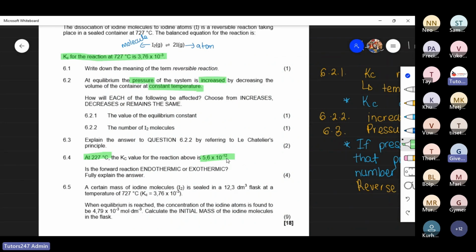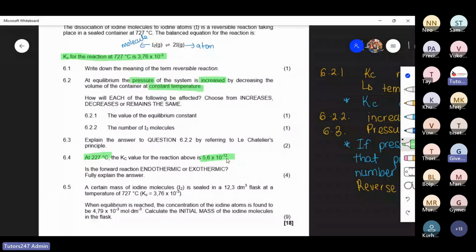3 and subtract 5.6 times 10 to the power negative 12 on your calculator. You'll see that you end up with a positive value. If the second value, if that 5.6 was greater than the original Kc, you would end up with a negative value. So keep that in mind. Because the temperature decreased, the value of Kc also decreased.